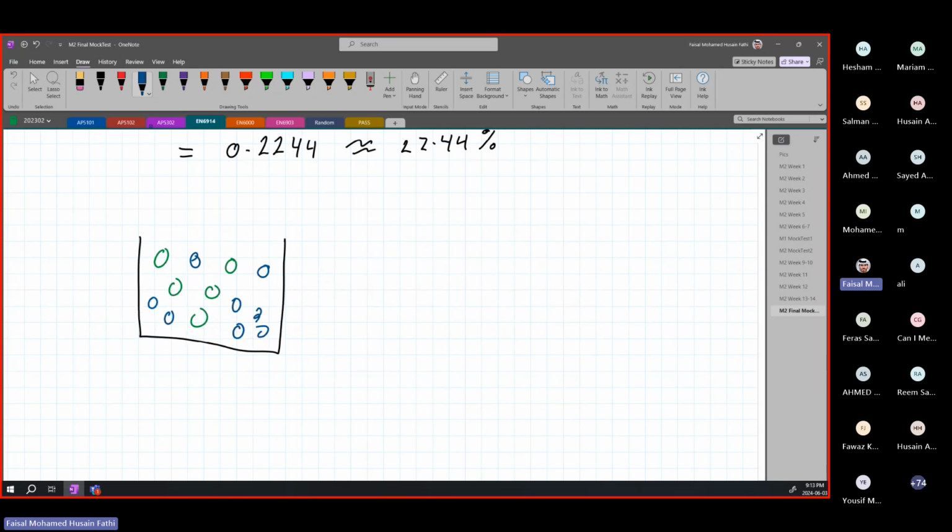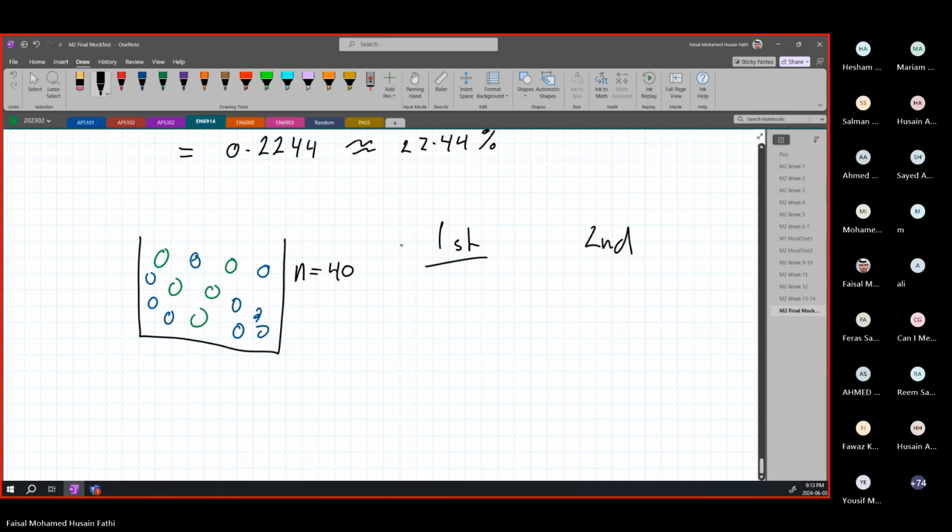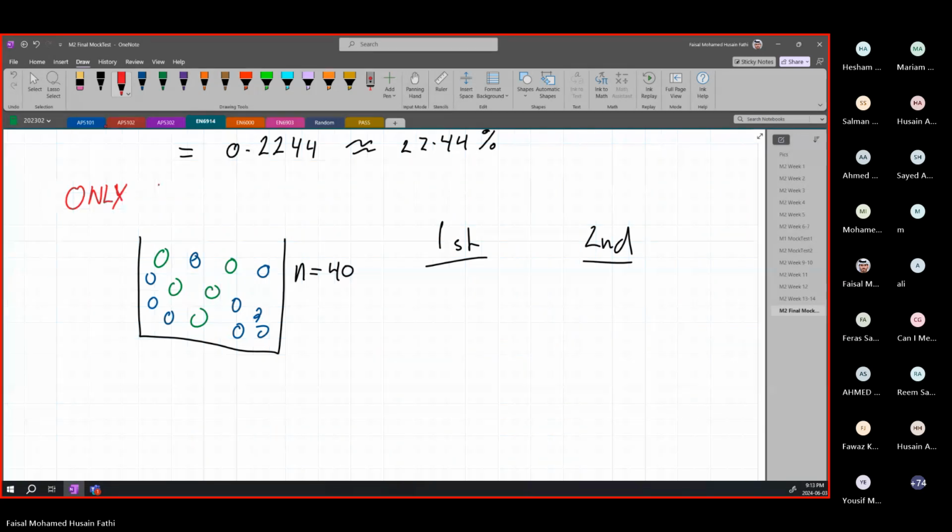I'm not going to draw all of them, but we have a lot of good components. Our n is equal to 40. Now we have our first choice and our second choice. We want only, let me put it in red, only one bad, which is the green one.